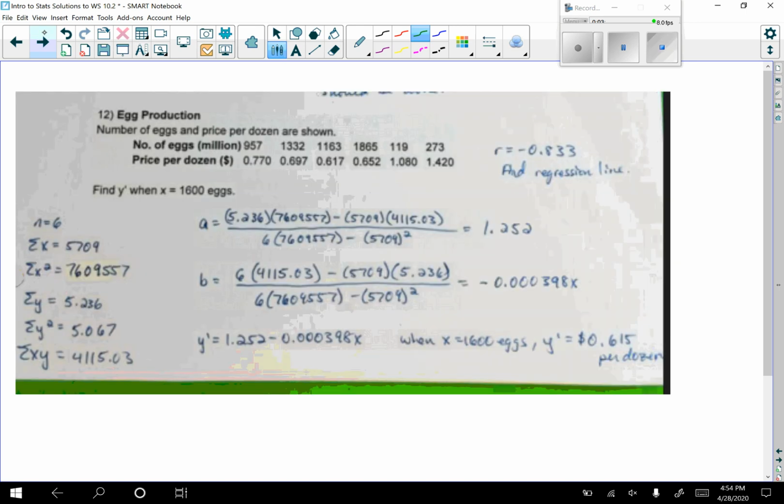All right, for number 12, dealing with egg production, here we want to find the value of y prime when x is 1600 eggs. So here again, I have all the values off to the side and figuring out what A is and B is. So our equation is right here, and then all we do is substitute in 1600 for x, and then we get almost 62 cents per dozen.